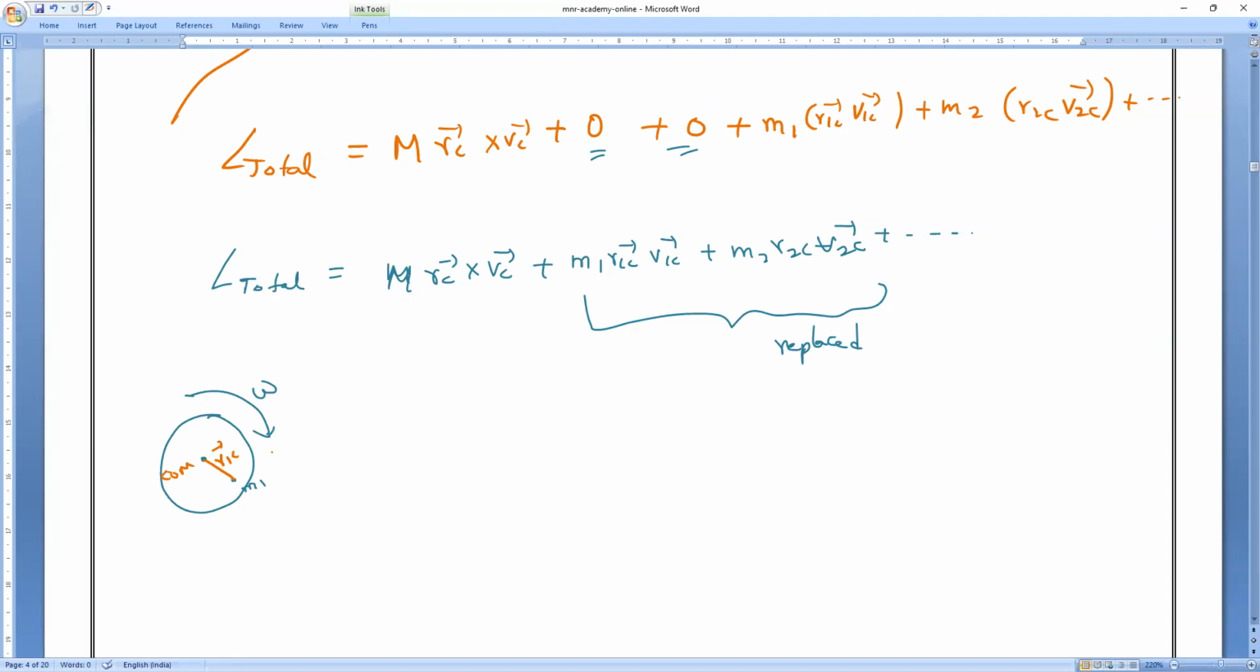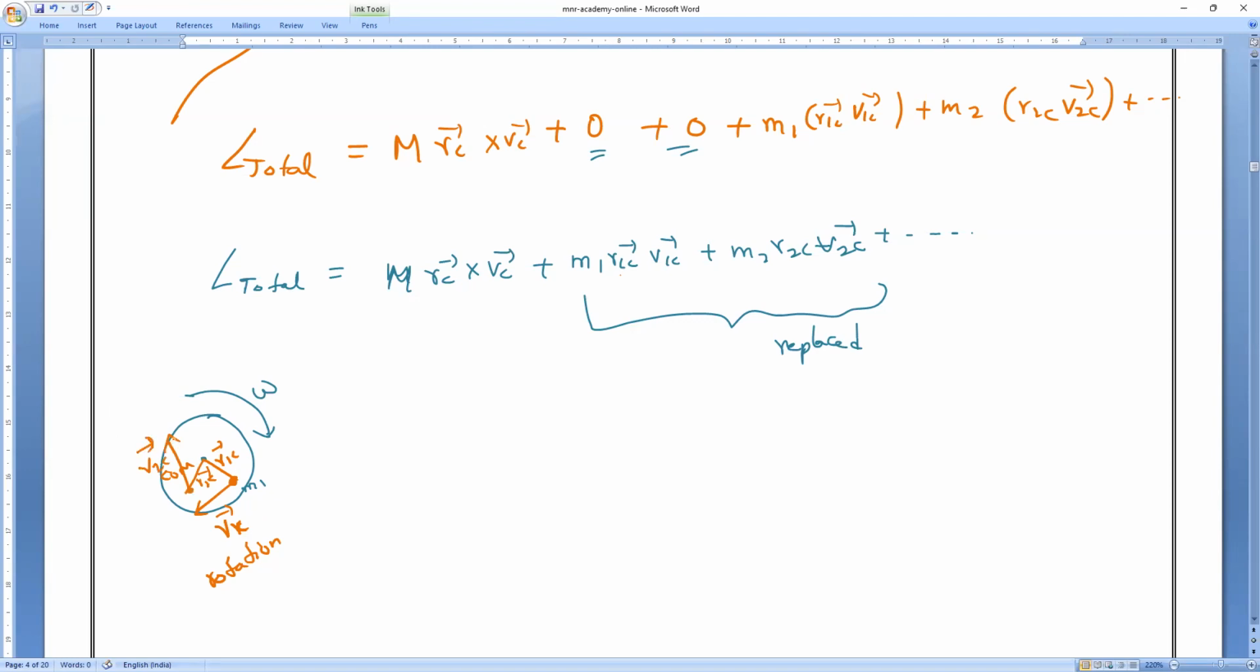Clear? So when it is in rotation, what is the V1C? R1C I have said is this one. What about the V1C? It is rotating like this, so V1C is acting in this direction. This is the V1C. Will you all agree with me? Because it is in rotation. Like that, any particle you take, suppose I take this particle, this is R2C. It is rotating like this, so V2C will act in this direction.